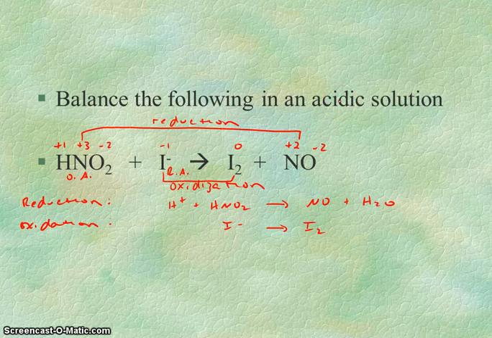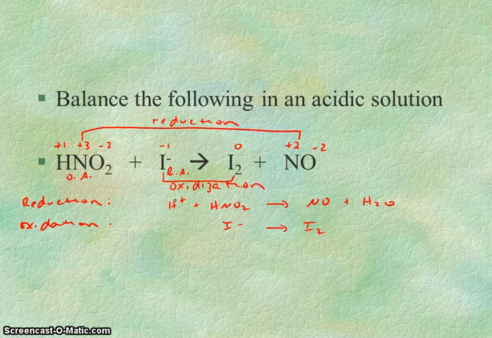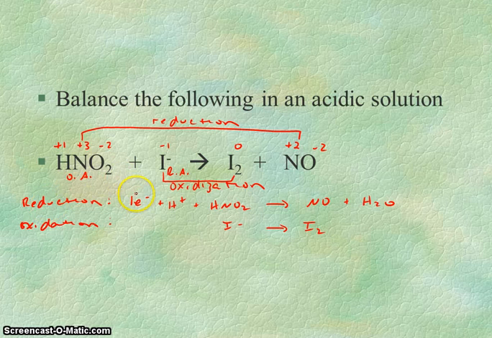And our last step, we're going to balance charge. There's no charge on the product side, but there's a +1 charge on the reactant side, so we're going to add an electron in. And we know that reduction is the gaining of electrons, so that makes sense.